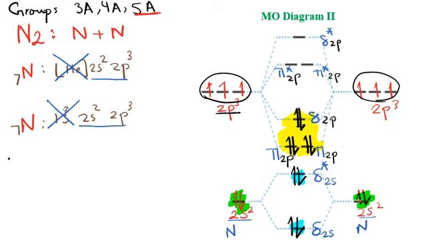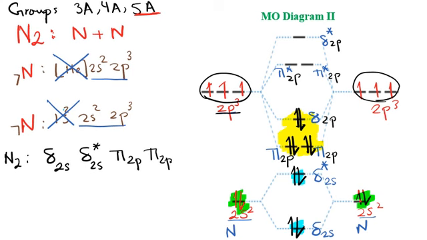I'm going to write what we have for nitrogen N2. Let's start from this. sigma 2s, then we have sigma star 2s, pi 2p, another pi 2p, and sigma 2p. Then if we had electrons over there, we can add them here. The number of electrons for each one: 2, for the first one 2, for the second one 2, and for the third one is 2 as well.